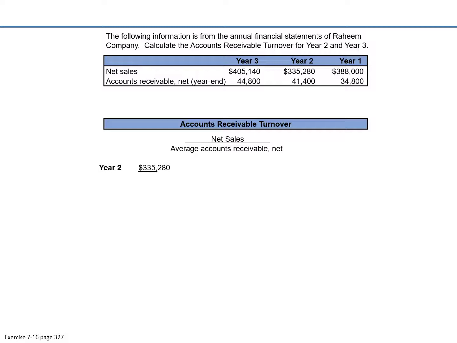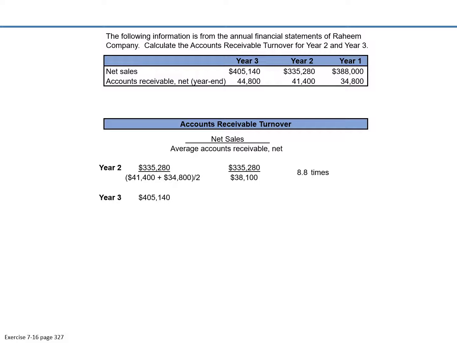So in year 2, we have net sales of $335,280. Our average accounts receivable is $38,100, which is the ending receivable balance for year 2, plus the beginning balance, which is really the same as the ending from year 1. So that's why they're pulling the $34,800, divided by 2. So it's 335,280 divided by 38,100, 8.8 times.